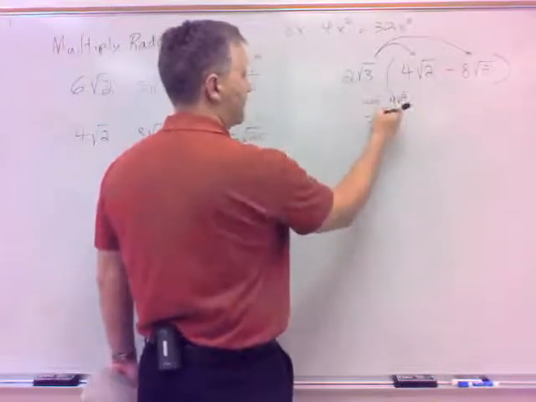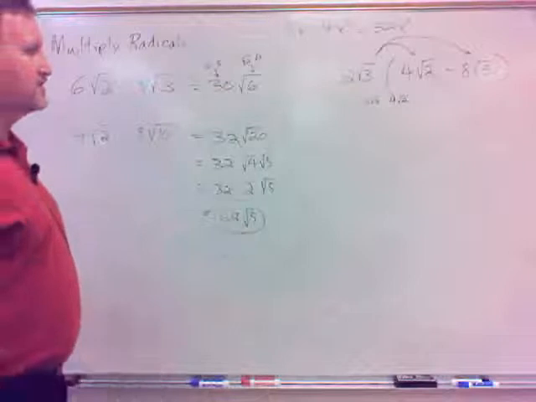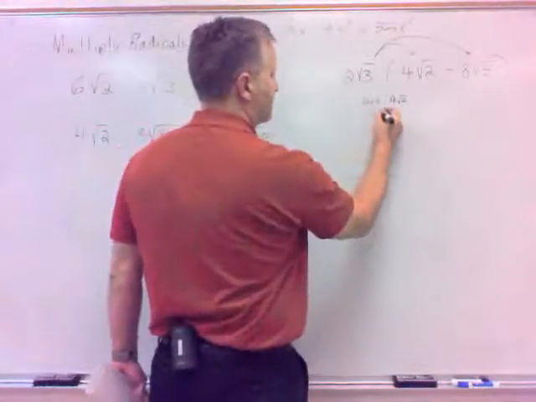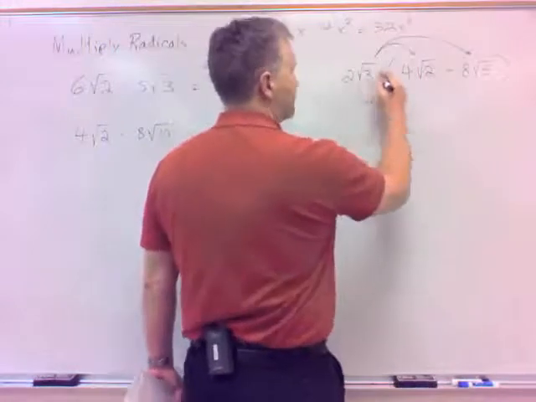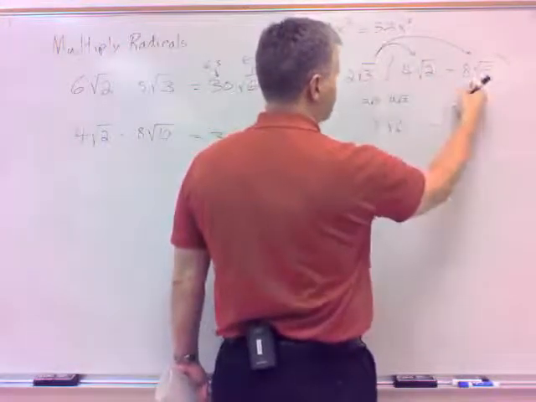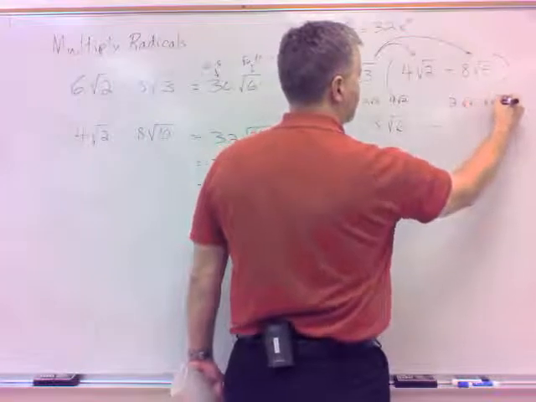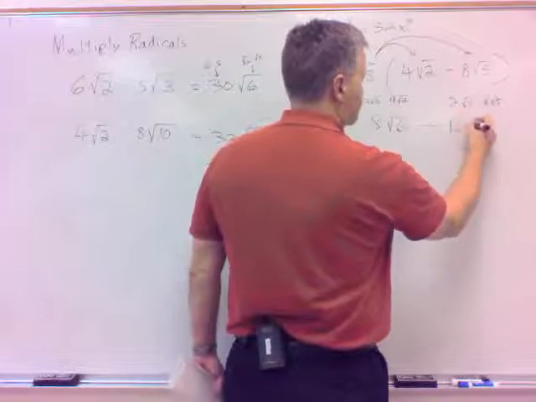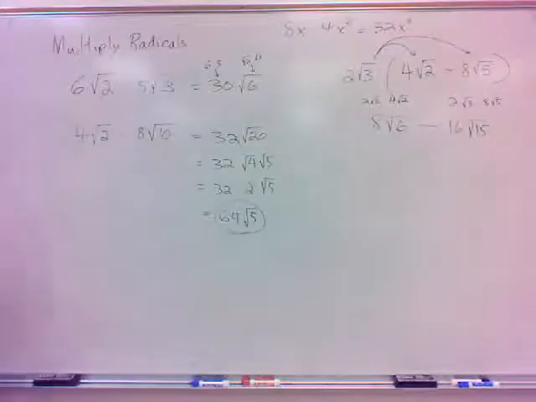If I do 2 square root of 3 times 4 square root of 2, well, that's back to our previous discussion there. What do we get there? 2 times 4 is 8. Square root of 3, square root of 2 is square root of 6. Then I have to do the 2 square root of 3 times the 8 square root of 5. 2 times 8 is 16. Square root of 3, square root of 5 is square root of 15. So I get this, 8 square root of 6 minus 16 square root of 15.